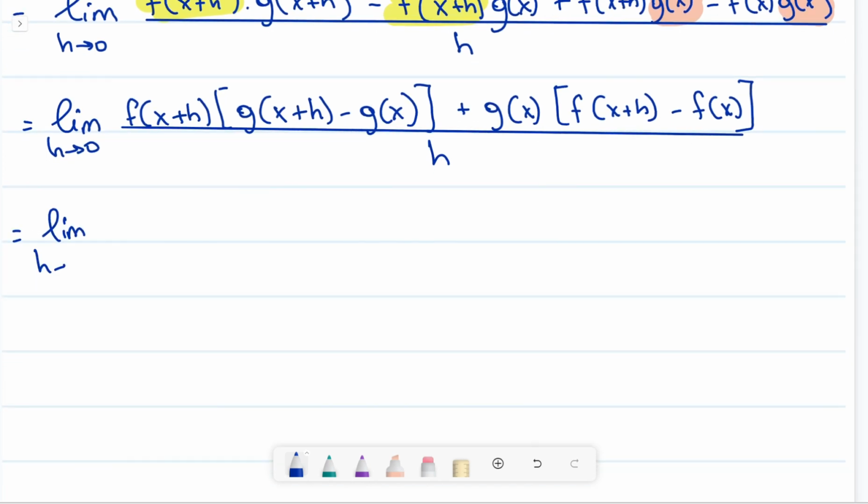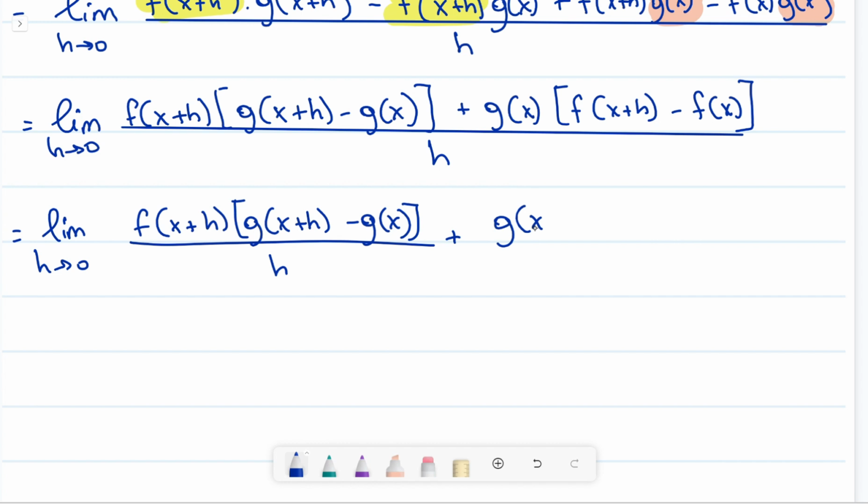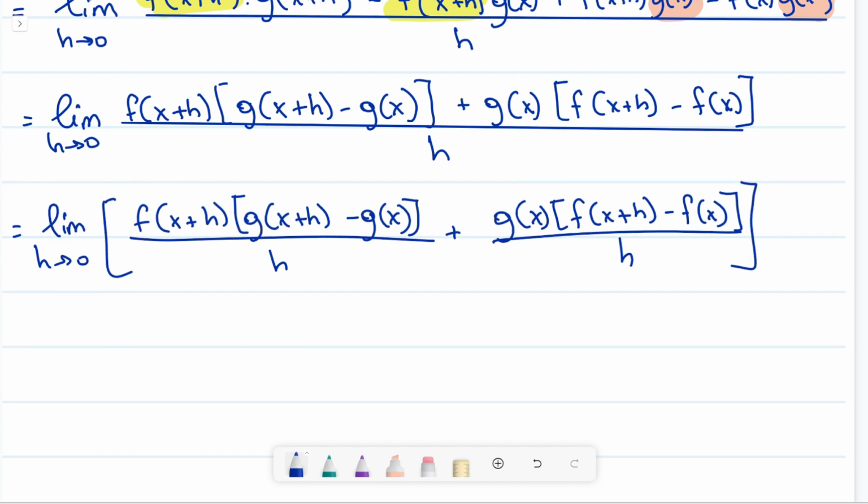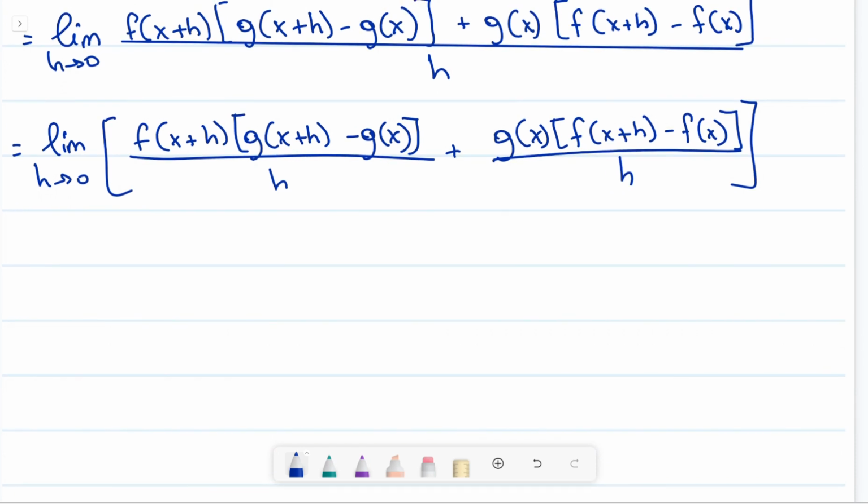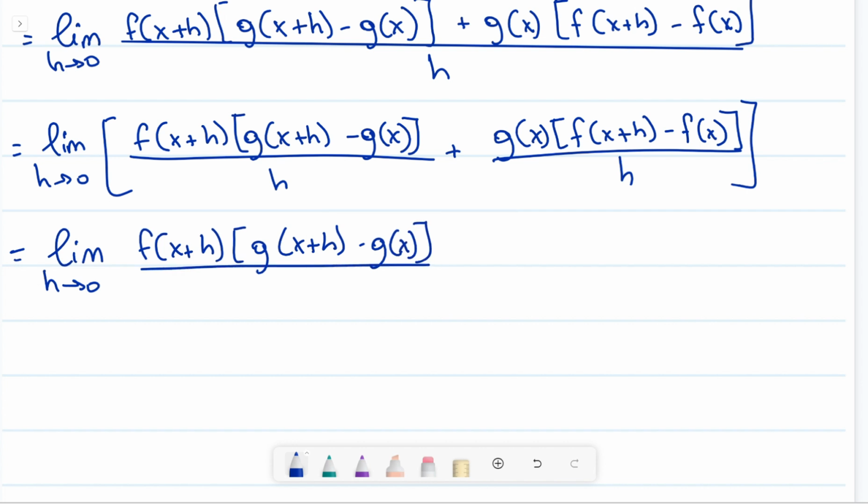And as we did in earlier proofs, we can always split this into two fractions. So now I have two fractions, each of these fractions divided by h. And again, using limit laws, I can split the limit, and here I have another limit.